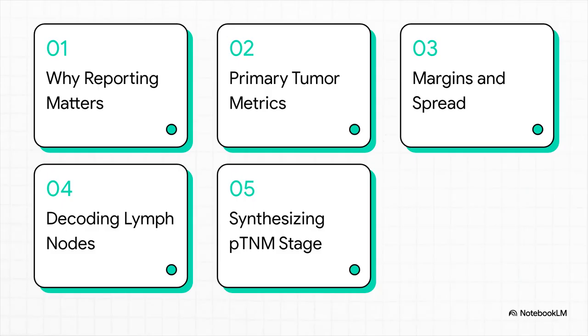Okay, so here's the game plan. We're going to start with the why this structured reporting is so incredibly important. Then we'll walk through the whole evaluation step by step, measuring the primary tumor, checking for spread, figuring out the lymph nodes, and finally pulling it all together for that final pTNM stage.